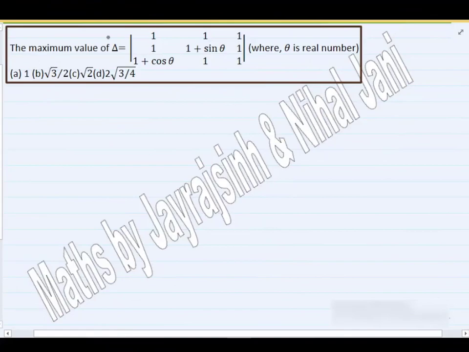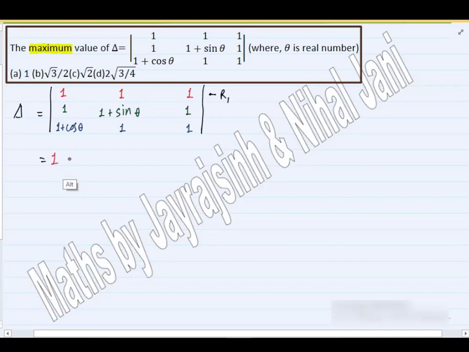In next question, we have to find the maximum value of this determinant delta. Okay, no problem. First of all, let's get the value of delta, then we will think about the maximum. Okay, and here we have our delta. Now let's expand with respect to first row. So first element 1, its determinant, then minus again 1 and its determinant, and finally plus 1 and its determinant.